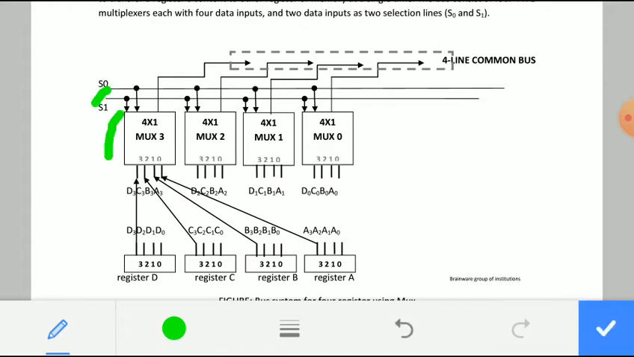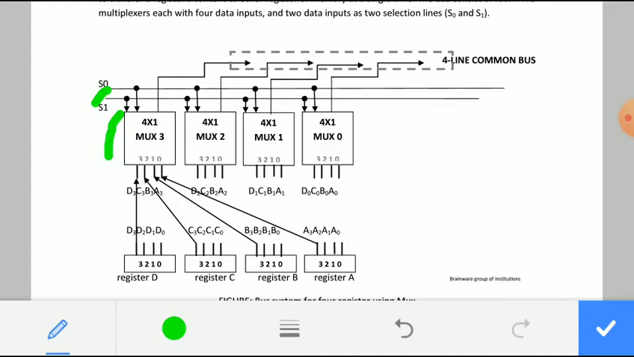We already know the function of a multiplexer. If there are two selection lines, there will be four input lines and one output. If there are three selection lines, there will be eight input lines and one output line. So S1 and S0 form a 4-to-1 multiplexer. We connect these as MUX 0, MUX 1, MUX 2 and MUX 3.